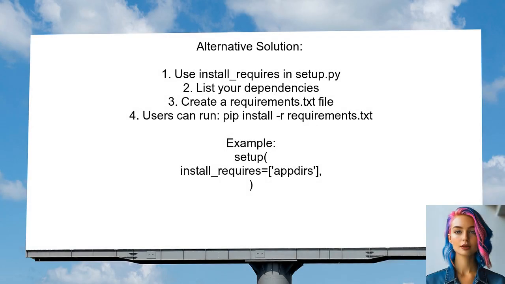One alternative approach is to use the install_requires parameter in your setup.py script. This allows you to specify a list of dependencies that need to be installed alongside your package. Additionally, you can create a requirements.txt file which users can install all at once using the command pip install -r requirements.txt.